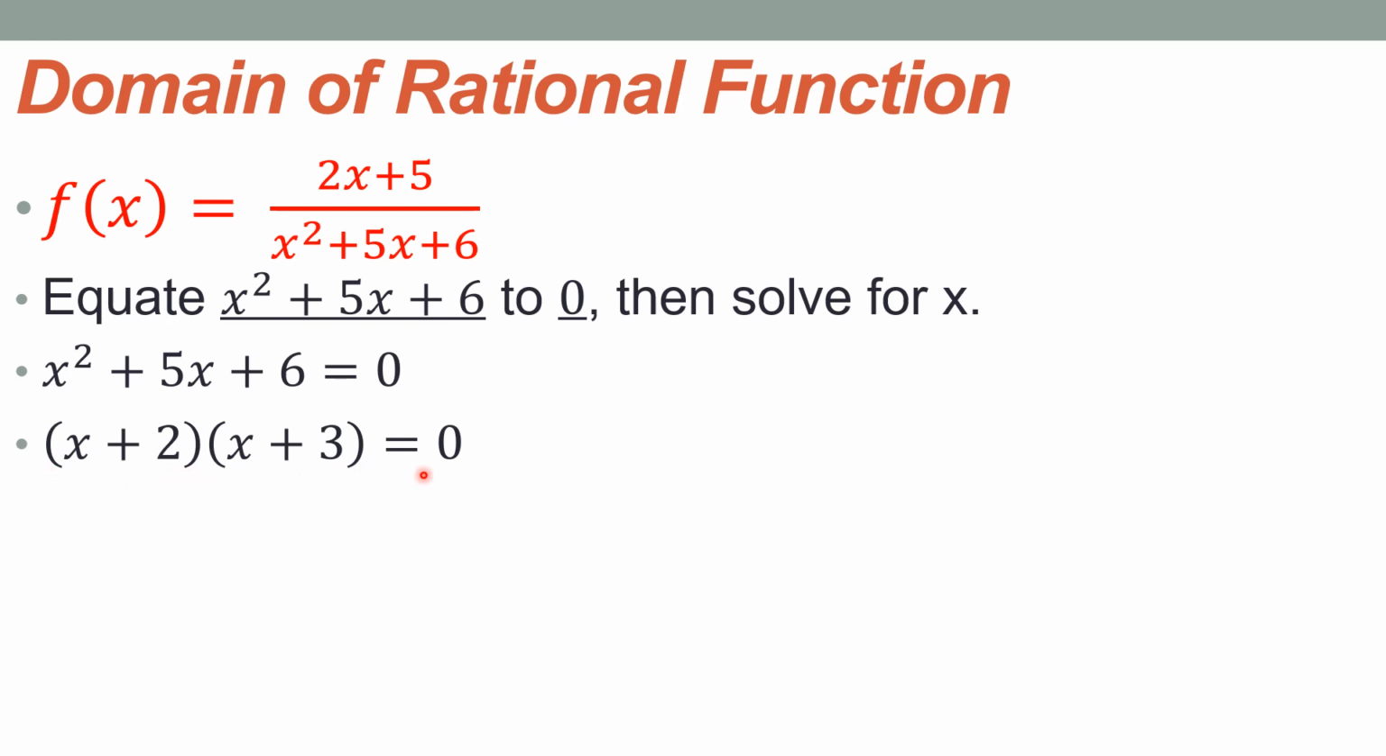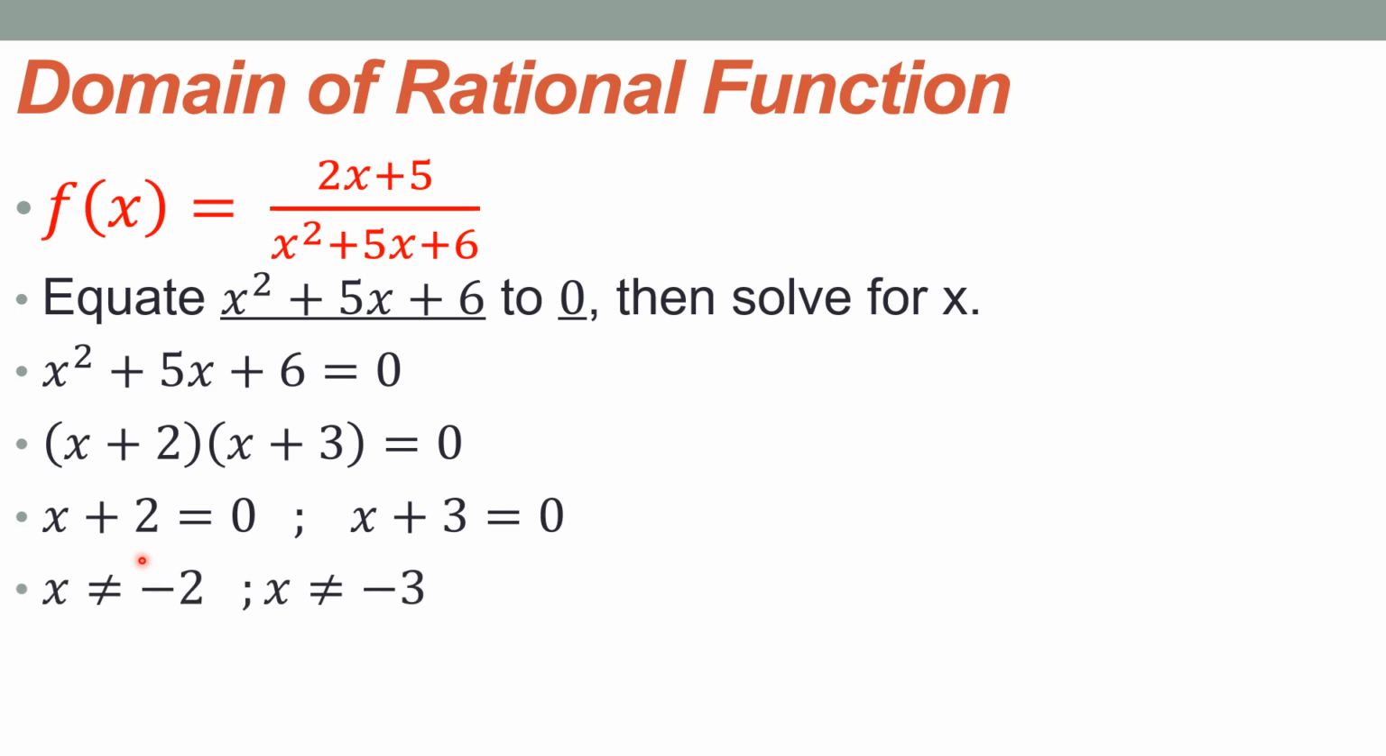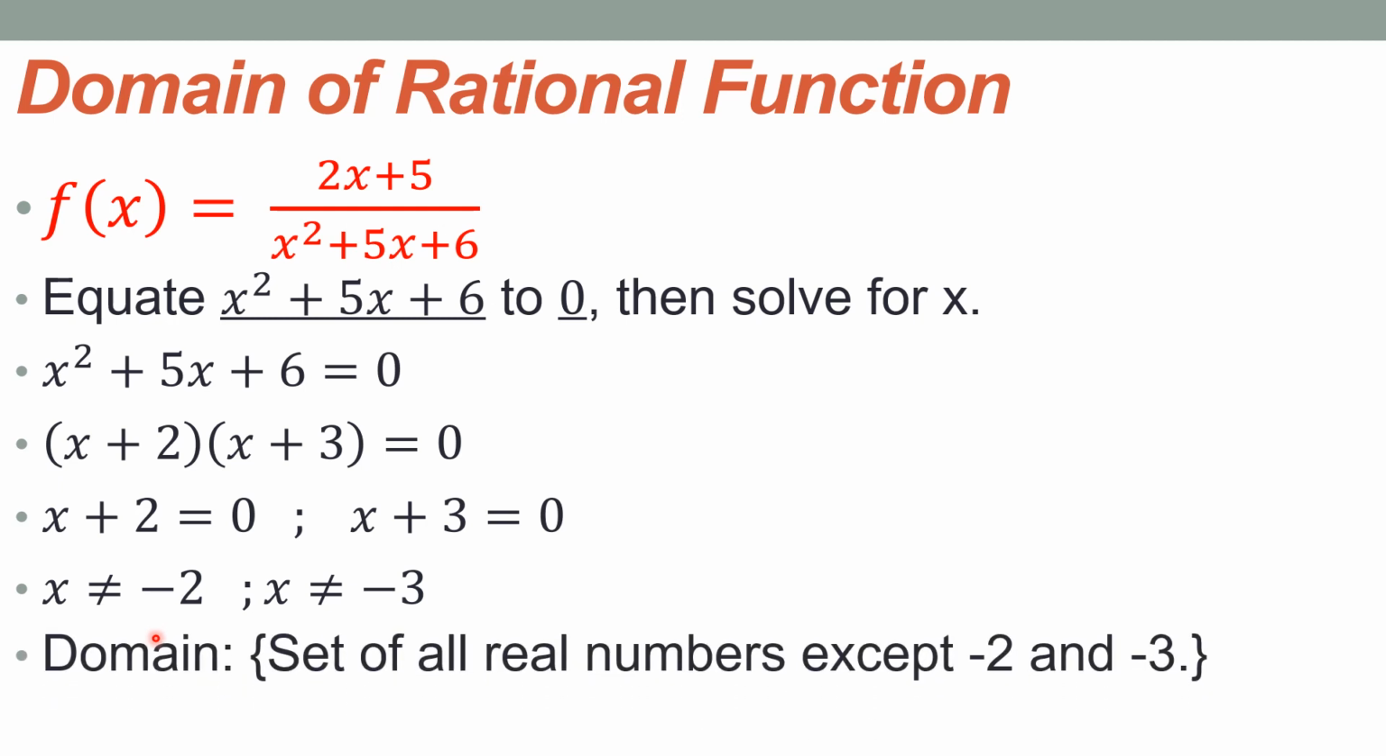These factors are equal to 0. We're going to use the zero product property, equating both factors to 0. We have x plus 2 equals 0 and x plus 3 equals 0. Upon solving for x, x is equal to negative 2 and x is equal to negative 3. The domain would be the set of all real numbers except negative 2 and negative 3. We can also write this as the set of all x such that x is not equal to negative 2, negative 3. If we substitute negative 2 or negative 3 here, the denominator would be 0, making the rational function undefined.